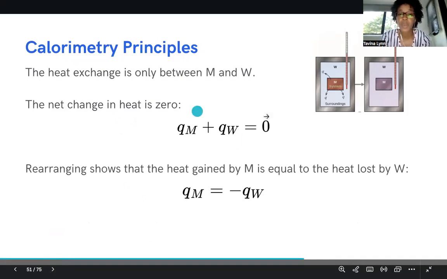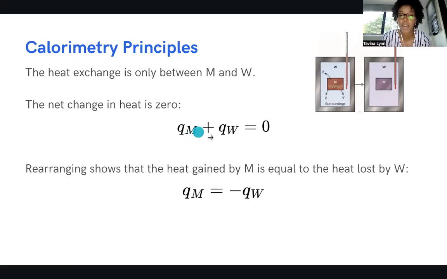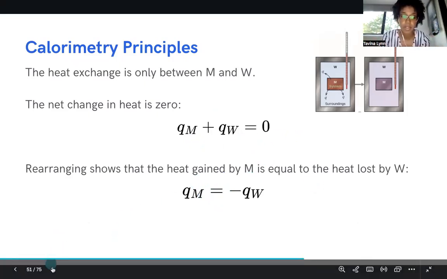So if we rearrange this equation, right? So this is heat Q of the metal plus heat Q of the water equals zero. And if we just rearrange it by bringing, let's say, the water over to the right, subtracting it from both sides, we basically see that the heat gained by the metal is equal to the heat lost by the water. The heat gained by the metal is equal to the heat lost by the water.